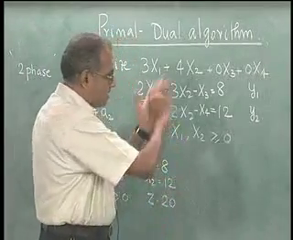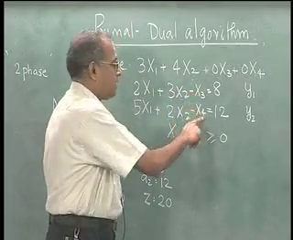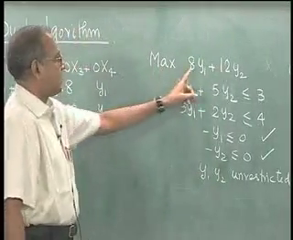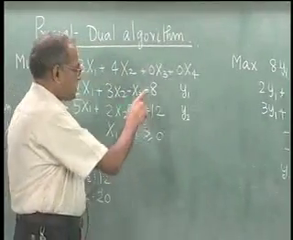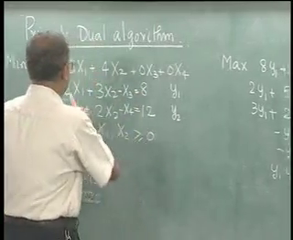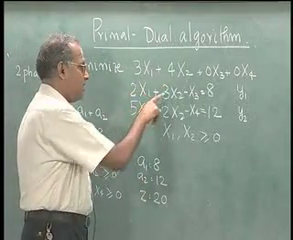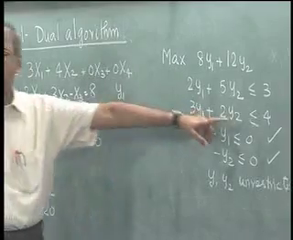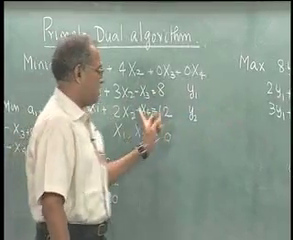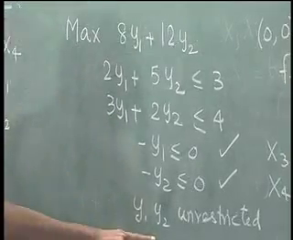Now, we are going to write the dual of this problem, and when we write the dual including the surplus variables, we get a dual like this: maximize 8y1 plus 12y2, two dual variables, subject to 2y1 plus 5y2 less than or equal to 3, 3y1 plus 2y2 less than or equal to 4, minus y1 less than or equal to 0, minus y2 less than or equal to 0, and y1 y2 unrestricted.